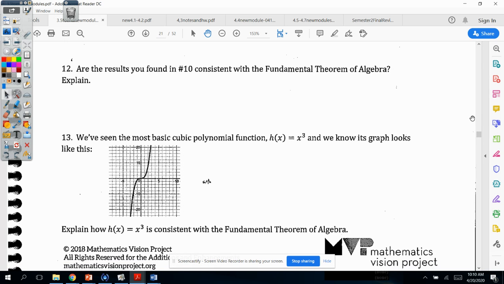Okay, this is the last one we're going to talk about. And this is the mother function x to the third. The degree is 3, so there should be 3 roots. But see, do you see this? I call it the hesitation.